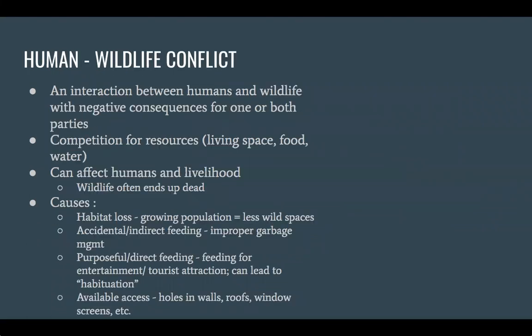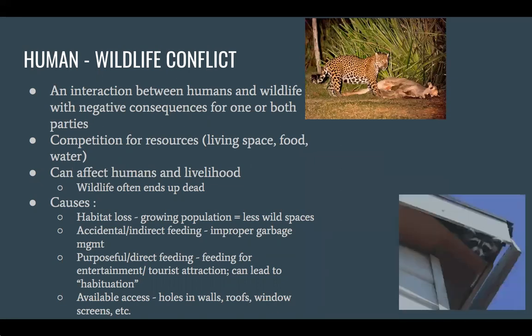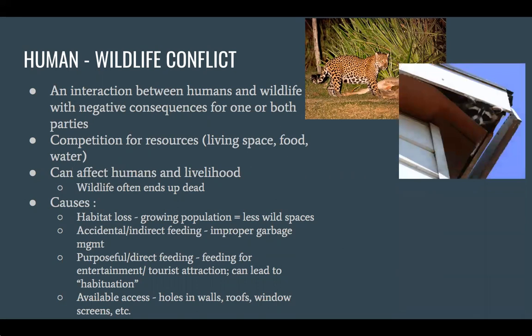So to start off, what is human wildlife conflict? Human wildlife conflict is an interaction that occurs between humans and wildlife, with more often than not negative consequences for either one of the two parties or both parties. This can be because of the competition for resources, living space, food or water, and it can affect humans and our livelihoods, and the wildlife often ends up dead.